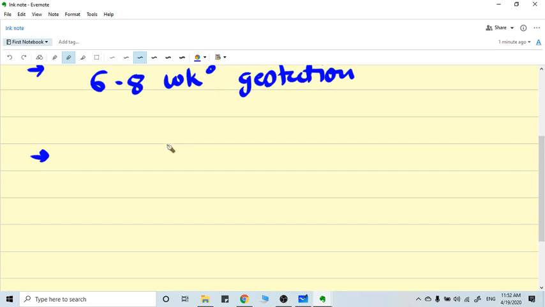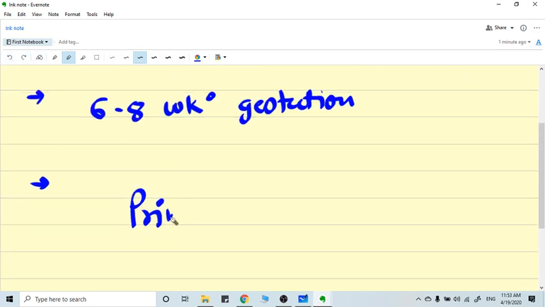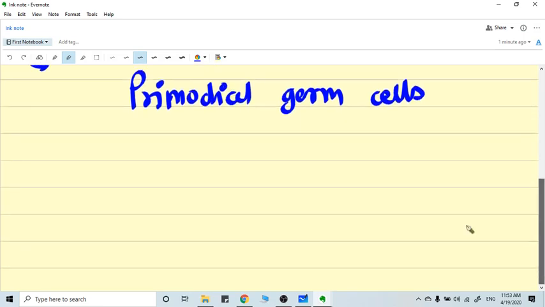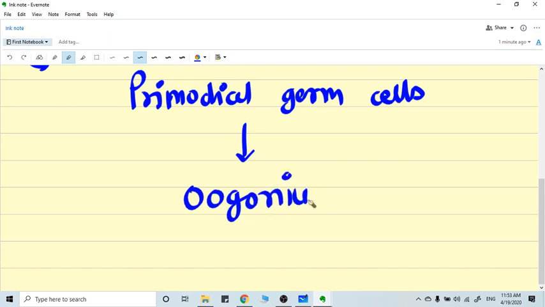All the primordial germ cells migrate from the yolk sac or epiblast to the gonads, and they differentiate into oogonium. Primordial germ cells into oogonium, and they have genome of 44XX intact.